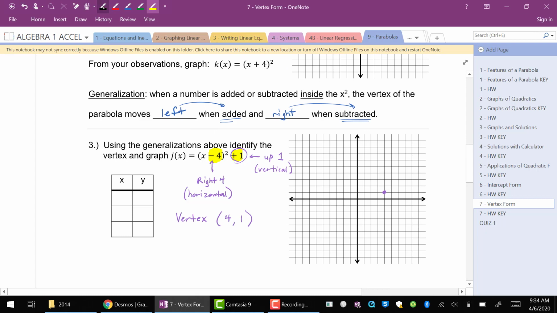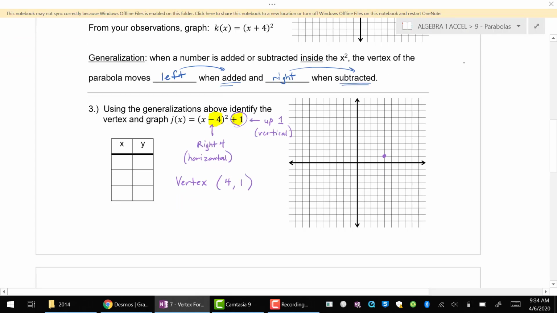Now that's great for the vertex, but we need the other points. Let's put the vertex in the middle of our table. So 4, comma 1. And I'd recommend going maybe 1 or 2 points in front of the vertex, and then 1 or 2 points behind the vertex as well. So you could go out to 6, 4, 5, 4, 3. You could get a 2 if you wanted to in there. That would give us a total of 5 points. And 5 points to graph the parabola would be great. I think we can get this with 3.